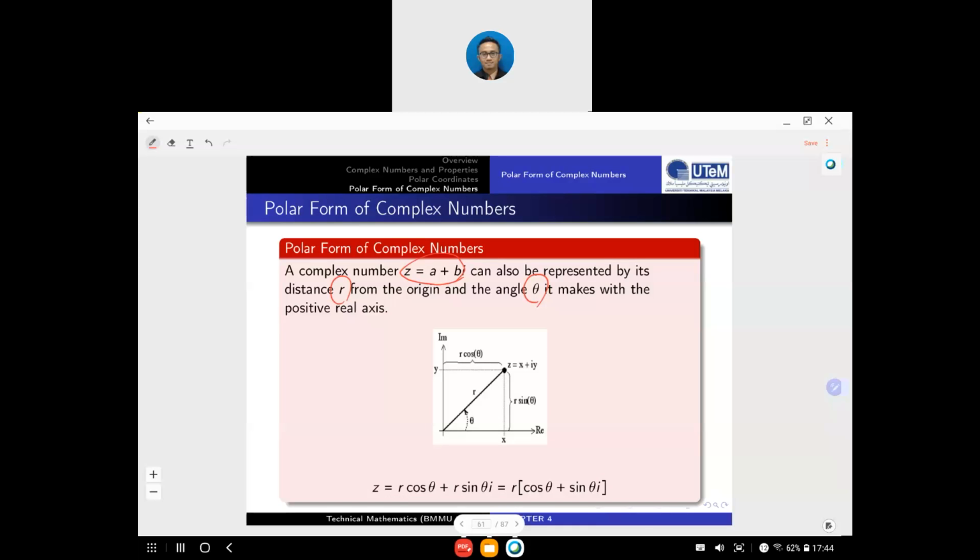How to solve? In order to solve, you must times by the conjugate. What is the conjugate for 11 minus 10i? Dia punya conjugate adalah 11 plus 10i. Bukan ni je. So you times by the conjugate, upper and lower, numerator and denominator.